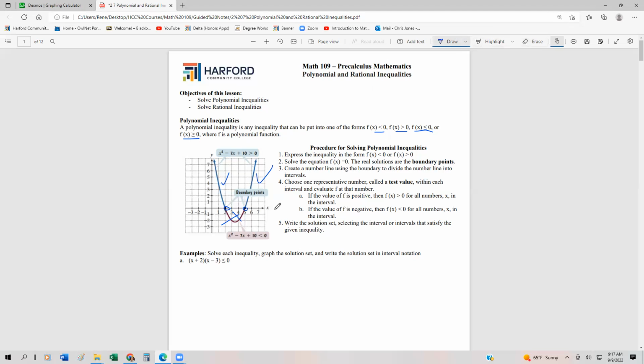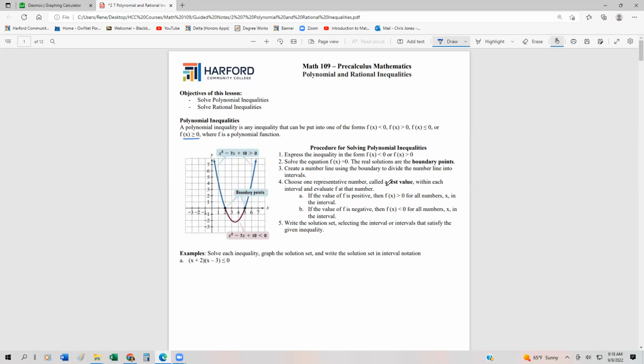To be able to do that, we're going to have a process where we find these boundary points. I'm going to call them critical values on occasion as we go through. First, we set the inequality either less than 0, greater than 0, or less than or equal or greater than or equal to 0. Then we find the zeros of the function, which we call the boundary points. We create a number line that divides them up into intervals.